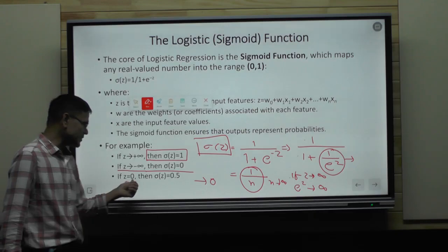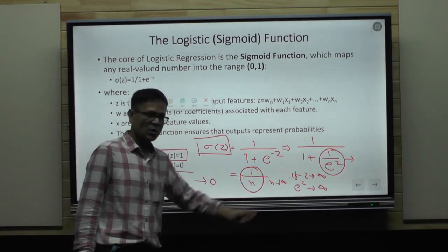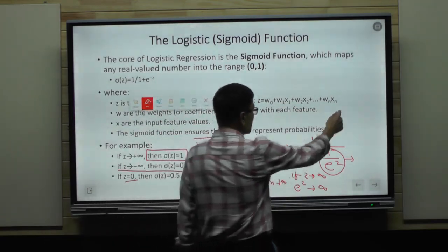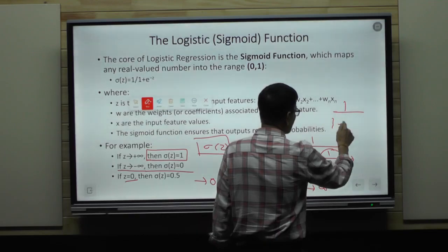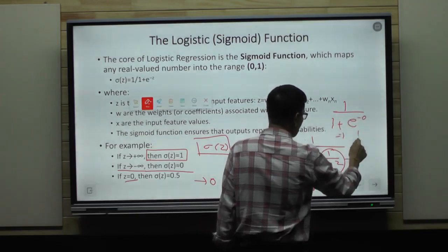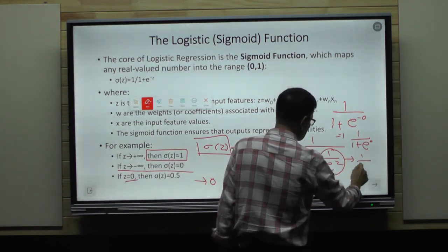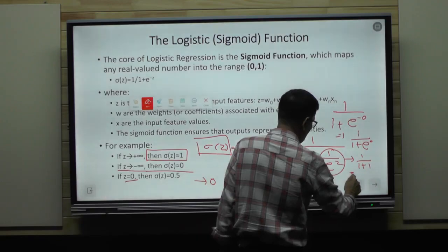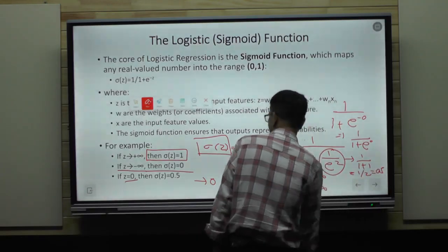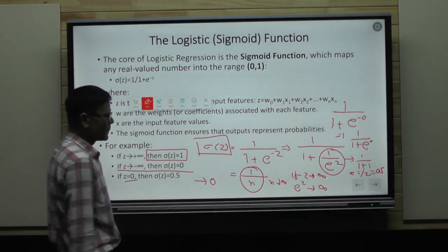Now if z itself is 0, then e to the power 0 becomes 1. So it is 1 upon 1 plus e to the power 0, that is, 1 upon 1 plus 1, which is 1 upon 2, so the probability is 0.5. This is how the sigmoid function works.